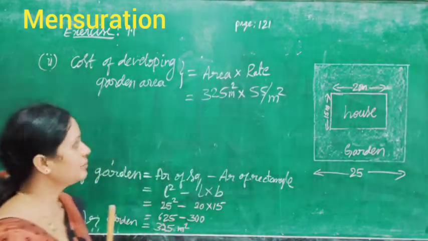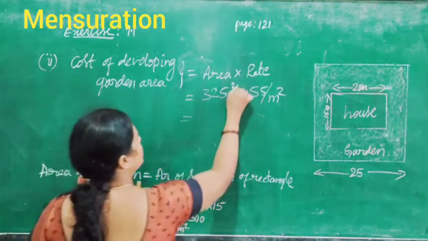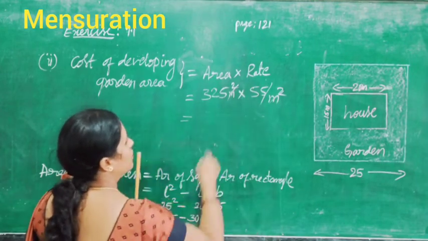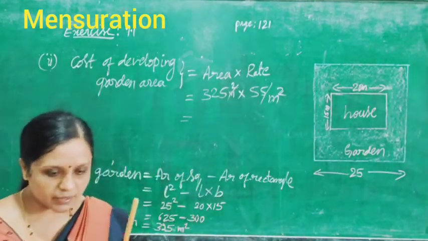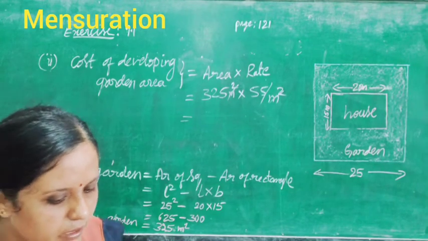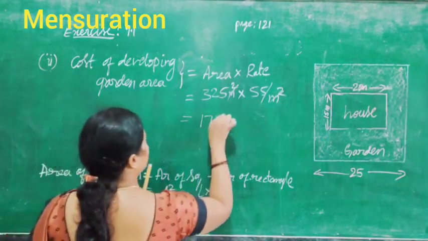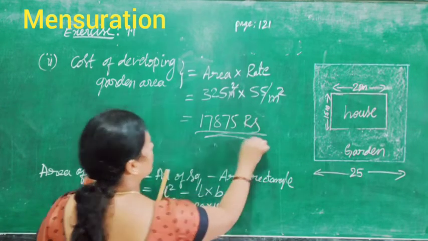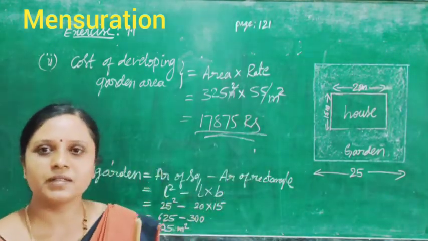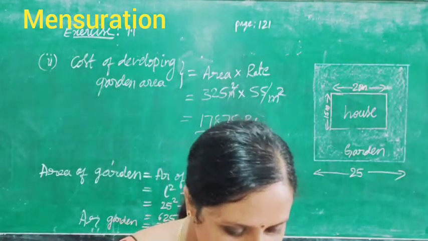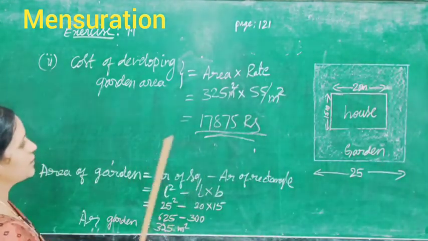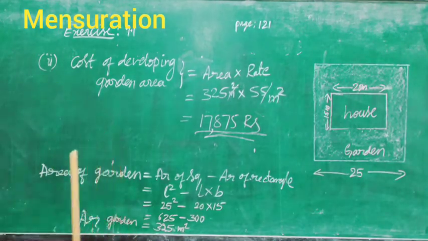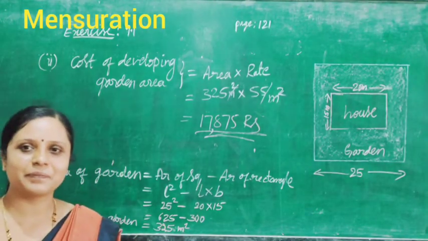Okay, so now cancel this one. You cancel meter square, multiply these two. We get the answer as 17,875 rupees. So what is the cost of developing that garden area? That is 17,875 rupees. This is the cost of developing the garden area.